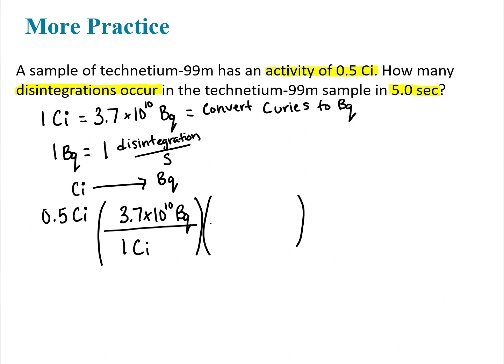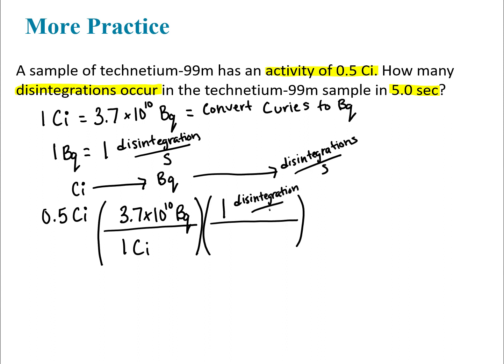Then we can take becquerels and convert that to disintegrations per second. The last part of this is taking that number and multiplying by 5 seconds.